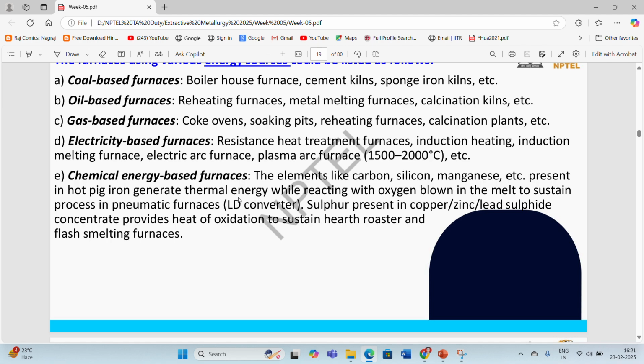Then there are chemical energy based furnaces which generally use the exothermic reactions happening during the operations as a fuel source. So the typical example of these furnaces is the LD converter, which uses exothermic reactions during the refining of the pig iron into steel. Then there are the furnaces which are generally used for the production of copper, zinc, and lead from sulfide concentrates, which use exothermic reactions, which help convert the sulfide ores into the particular metal oxides.